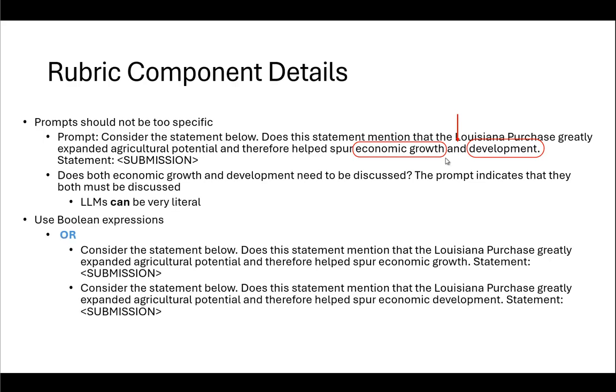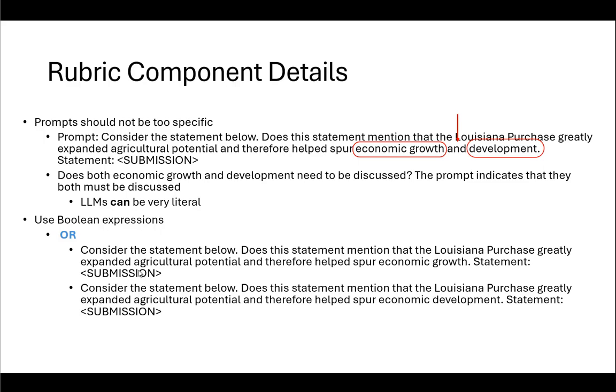So we really should break it down into this kind of thing, where it's acceptable if the student's answer says economic growth or economic development. So it uses a Boolean expression. This component is addressed acceptably if either one of these is addressed.